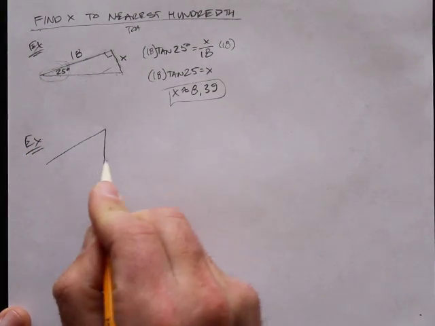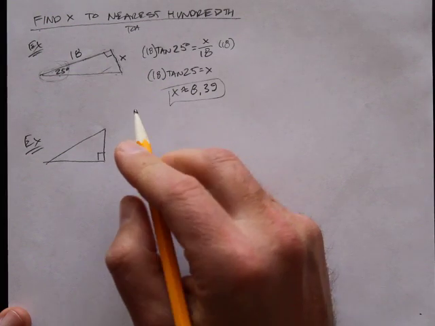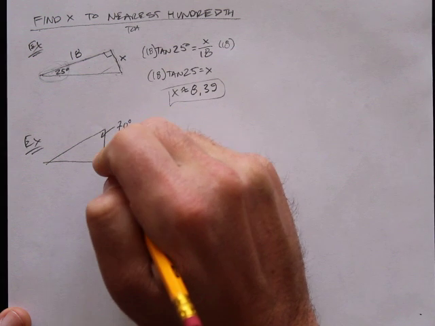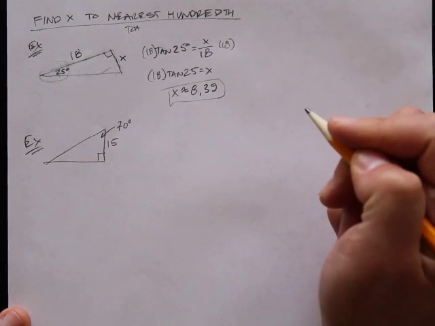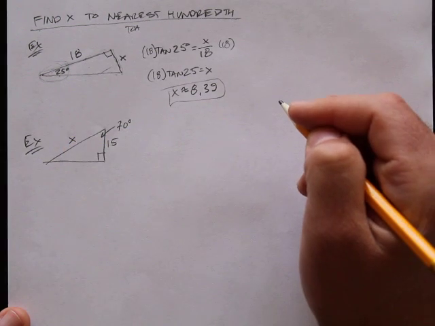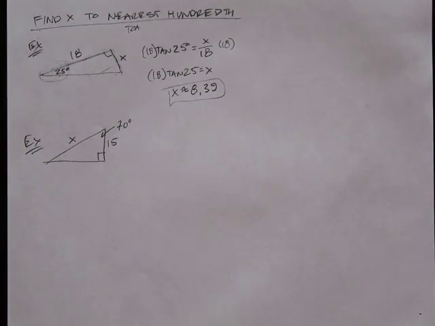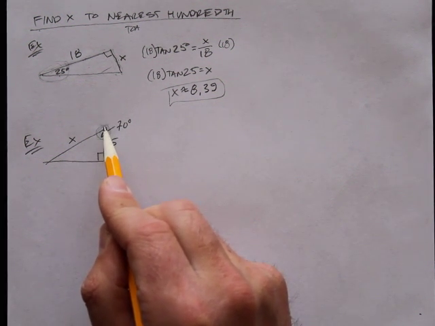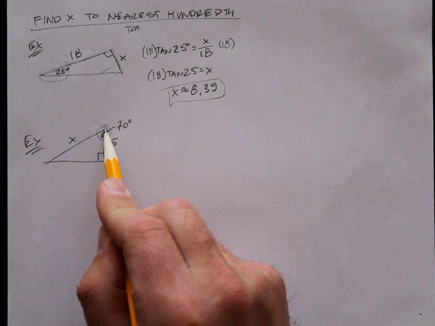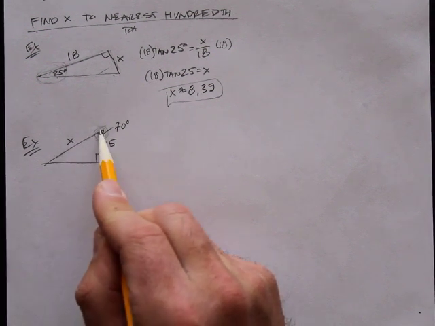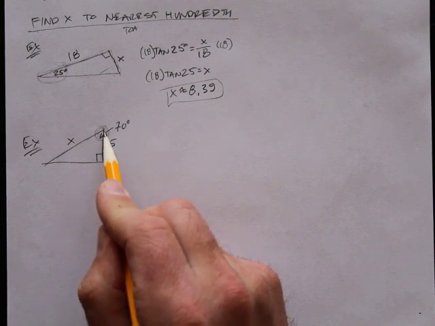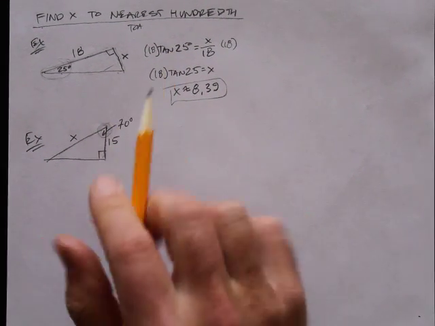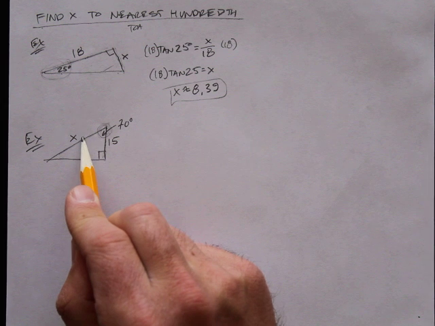Here is a right triangle. And this angle is 70 degrees. This shorter leg is 15, and the hypotenuse is x. All right, so now I have to put myself in this corner, and I need to think about what information I have. I have the hypotenuse, and I have this side that's right next to my angle, so that's the adjacent side. I don't have the opposite side. So I have the adjacent side and the hypotenuse.